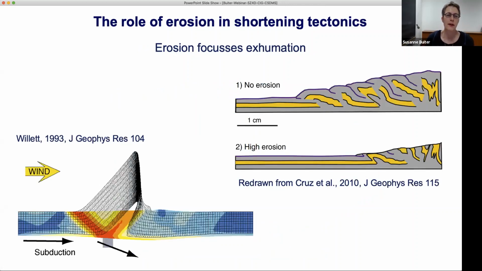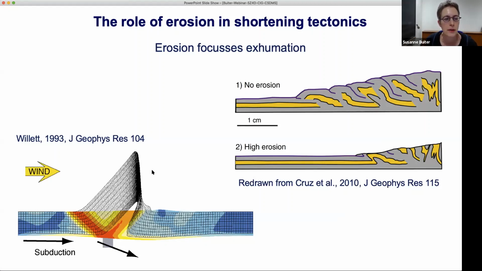But in turn, erosion would impact the mountain building process. So erosion causes tectonic deformation and exhumation. And there have been analog and numerical models investigating that since at least the early 1990s, if not before. And I show you here 2 examples.